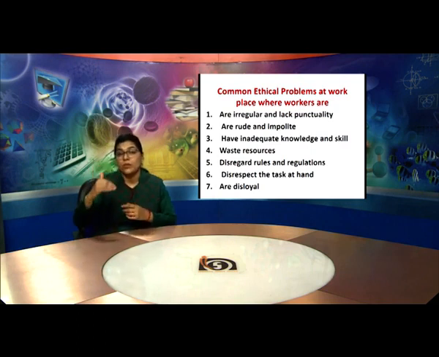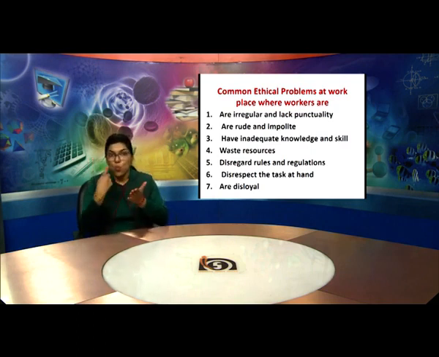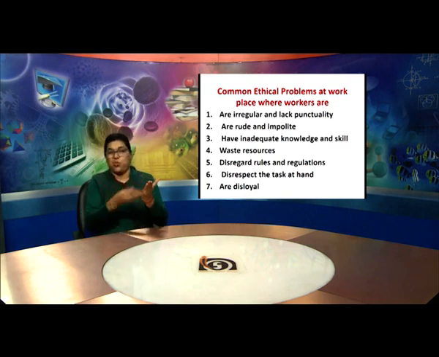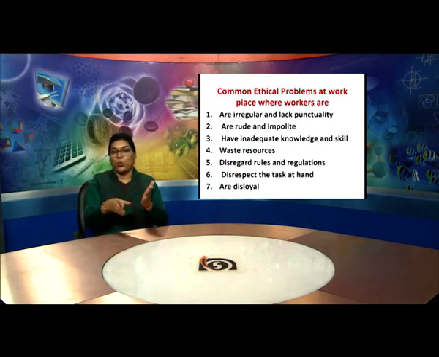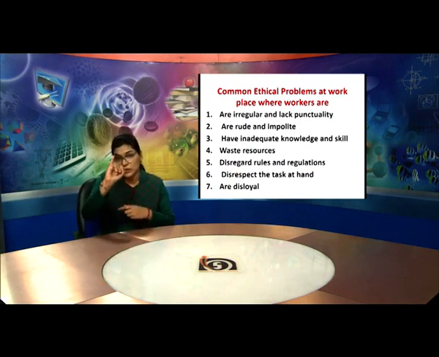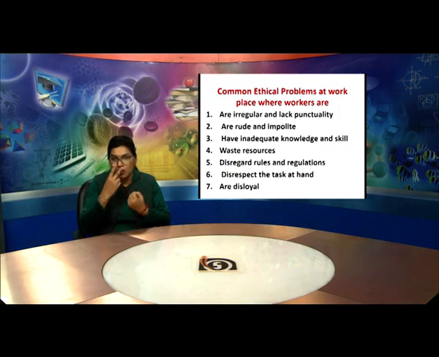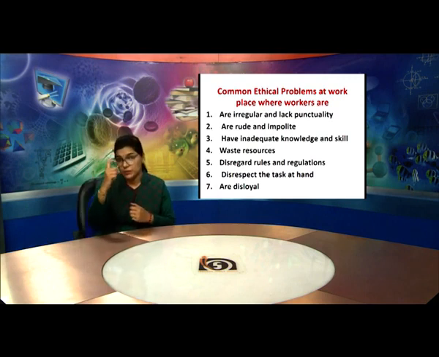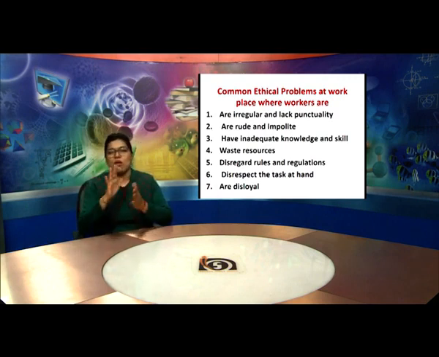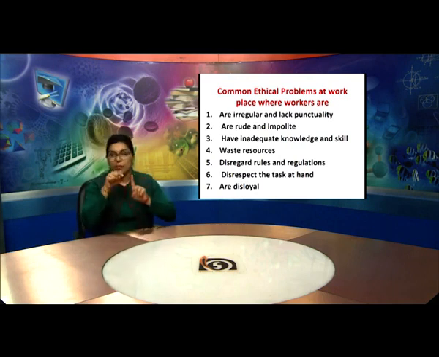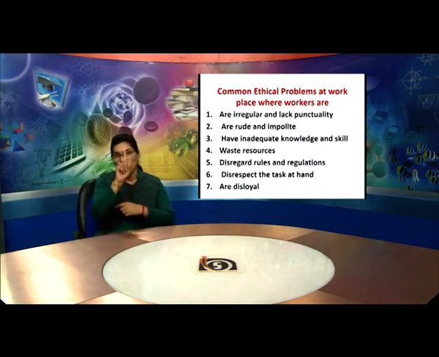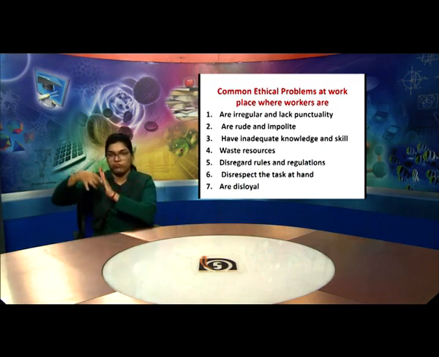The fourth common ethical problem is workers waste resources. All the resources which we need to use or utilize, sometimes they get wasted. The fifth common ethical problem is there is a disregard of rules and regulations. The sixth common ethical problem is we disrespect the task which is at hand. And the seventh point is some workers are disloyal. Now we will discuss all these 7 points in detail.